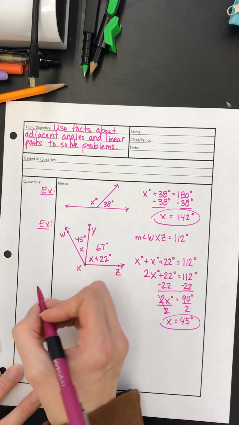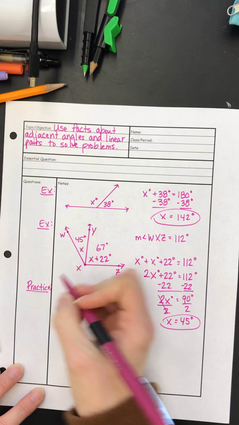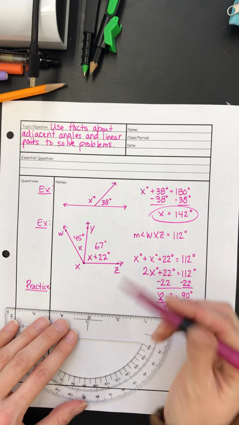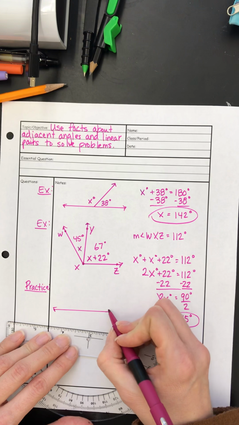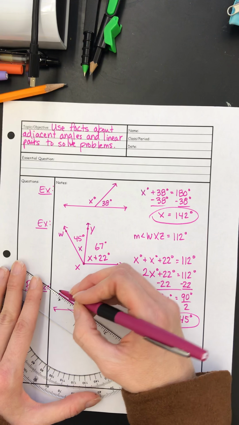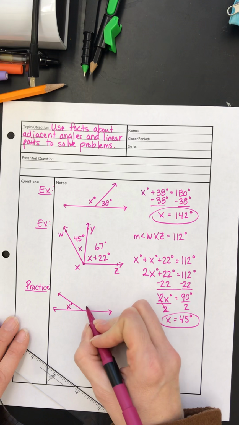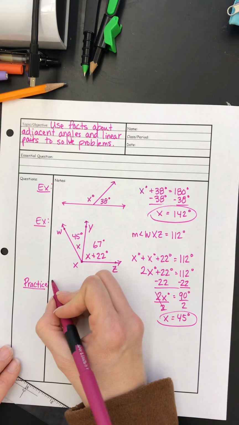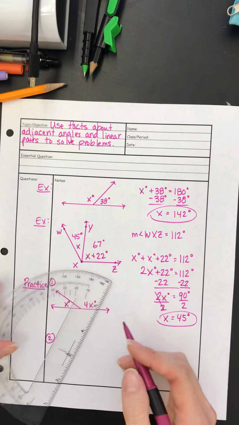I'm going to have you get some practice now. So let me go ahead and give you a linear pair first. Okay. So we have x degrees here, and we have 4x degrees here. Okay, so this is the first one that I want you to try to solve. And then the second one, we're going to do a set of adjacent angles.